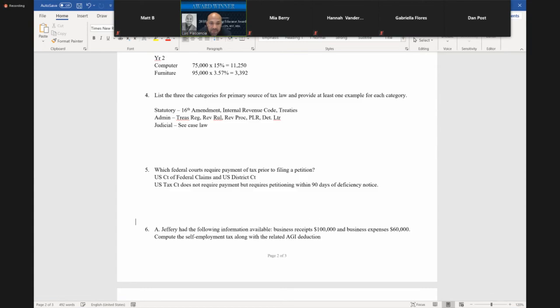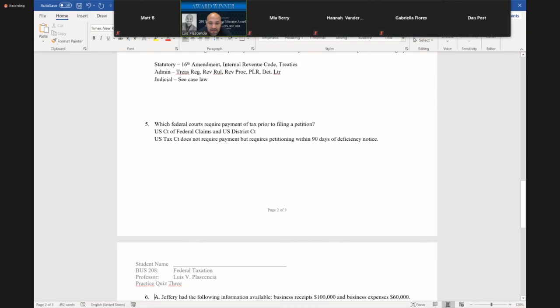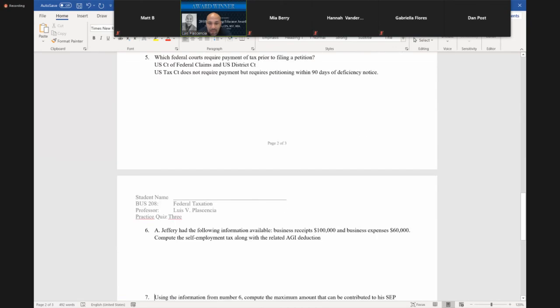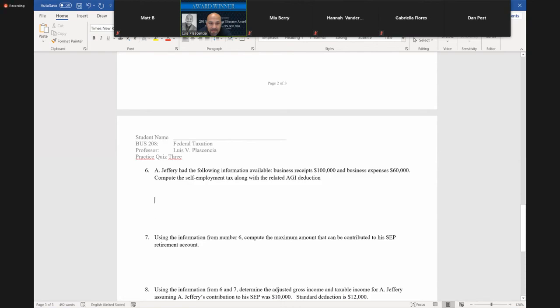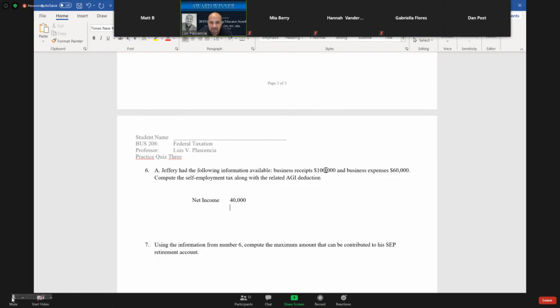All right. Number 6, 7, and 8. This is a good one. Step 1. It's how do we figure out self-employment tax? So we got net income. Step 1, figuring out the net income, right? Net income is 40,000, right? Multiply it by 92.35%, right?